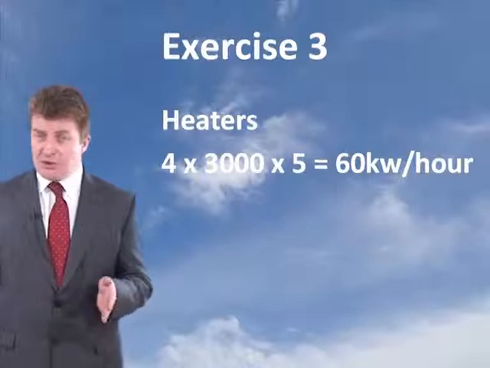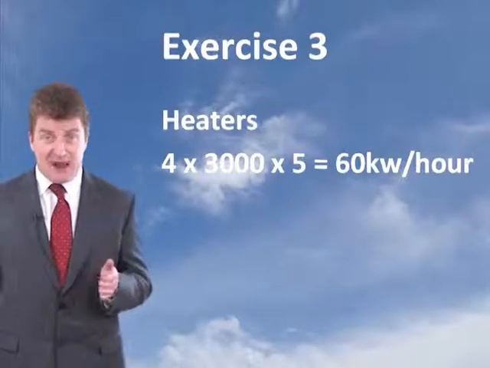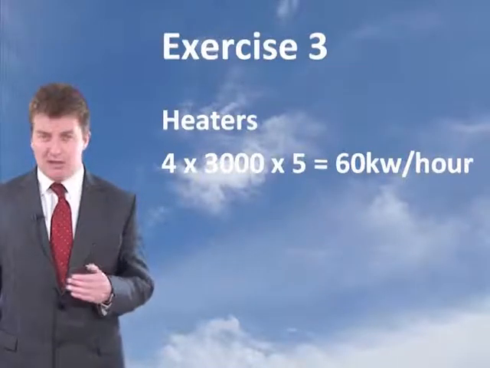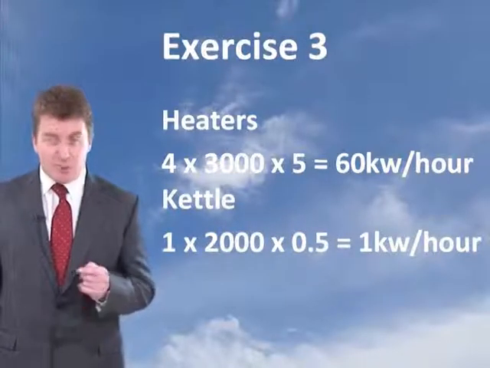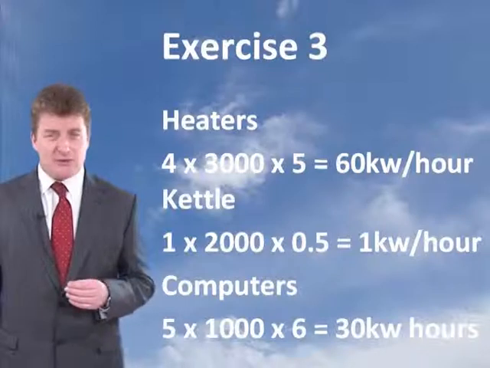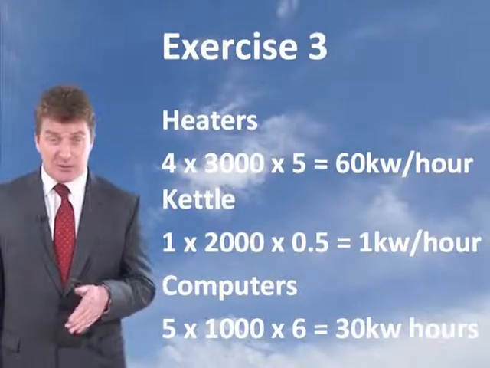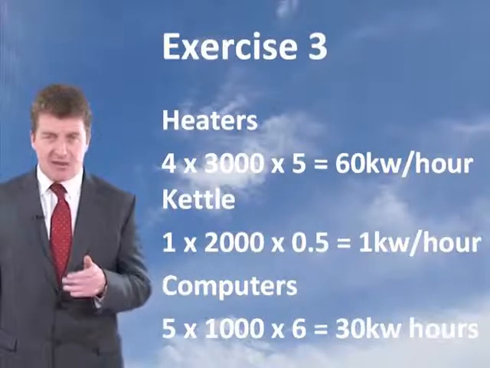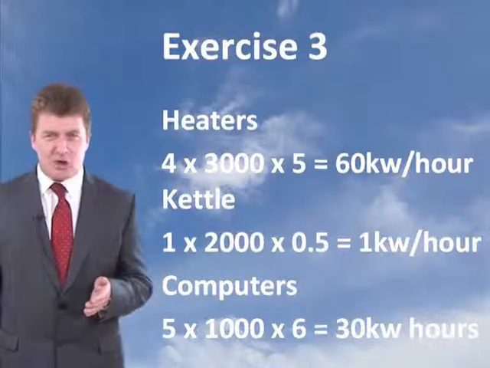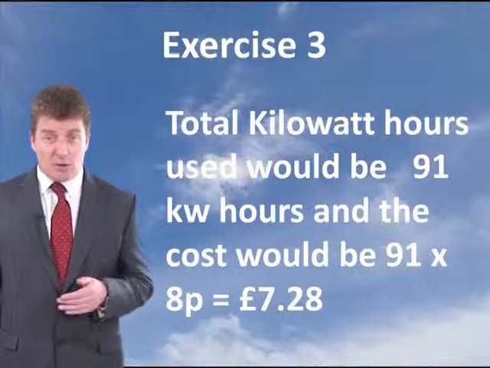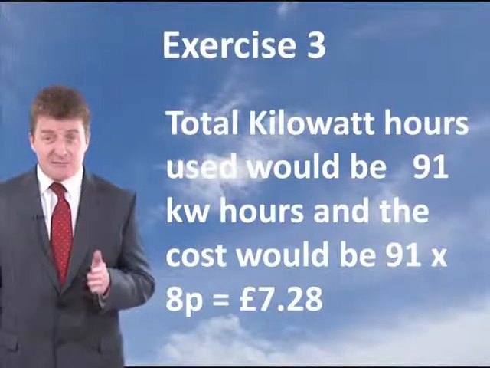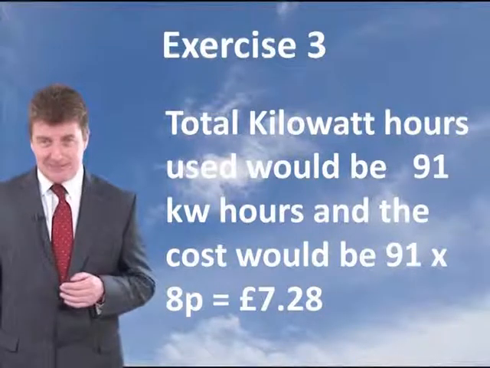Well, the heaters would use 4 times 3000 times 5 hours, which is 60 kilowatt hours. The kettle would use 1 times 2000 times 0.5, which is 1 kilowatt hour, and the 5 computers would use 5 times 1000 times 6, 30 kilowatt hours. So this would give us in total 91 kilowatt hours, and 91 times 8 is £7.28. That's what that would be.